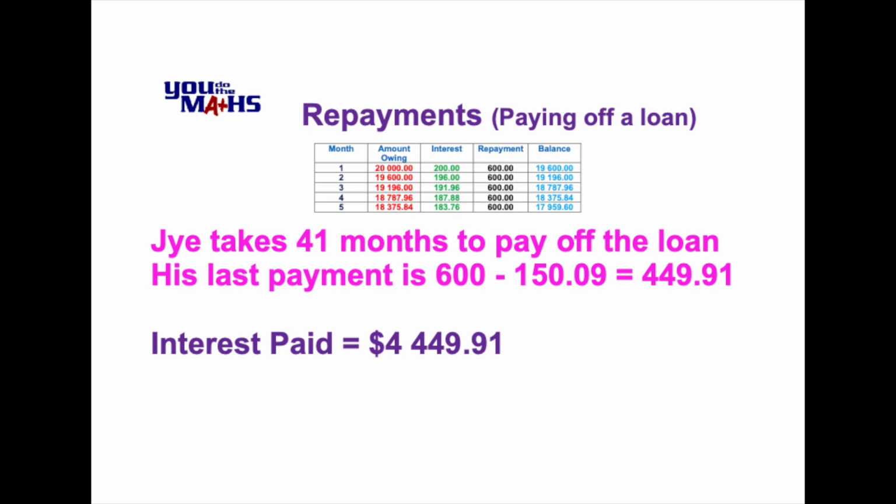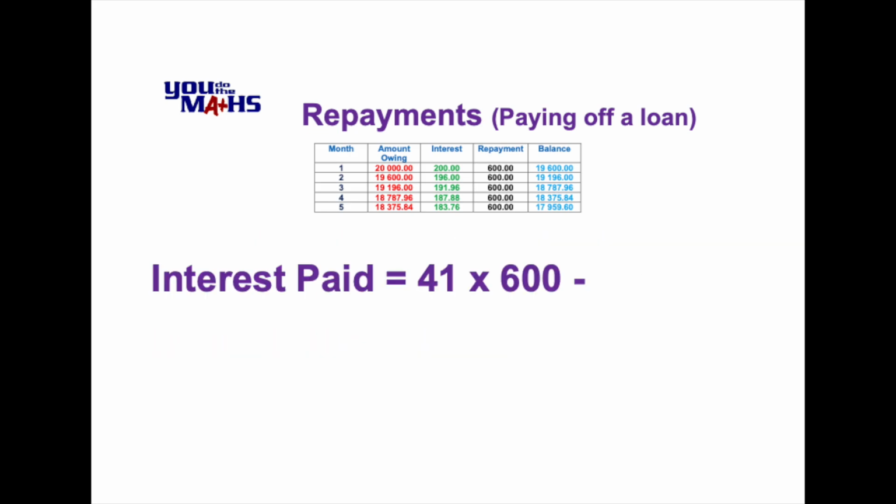One thing to notice is that the last payment of the 41 payments is not $600. It's $150.09 less than that. And when we have a closer look at the amortization app, we'll see how we can determine that. We know that Jai makes 41 payments, and we can say 41 lots of 600, but in fact the last one wasn't as much as 600. He ended up paying, if we did pay $600, $150.09 too much. So we're going to take that off the repayments.